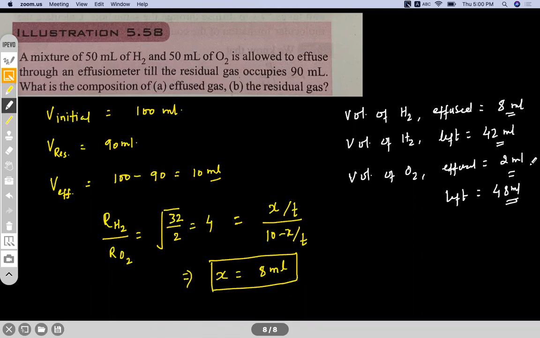Whenever you get this question of diffusion and effusion, only this you have to do. Take the ratio of rate, equate this to molecular mass and the data that is given here. See, here the data is given in terms of volume. Sometimes what happens, they'll give you the number of moles here. So the number of moles you have to equate with the volume. Clear? Understood? No doubt?